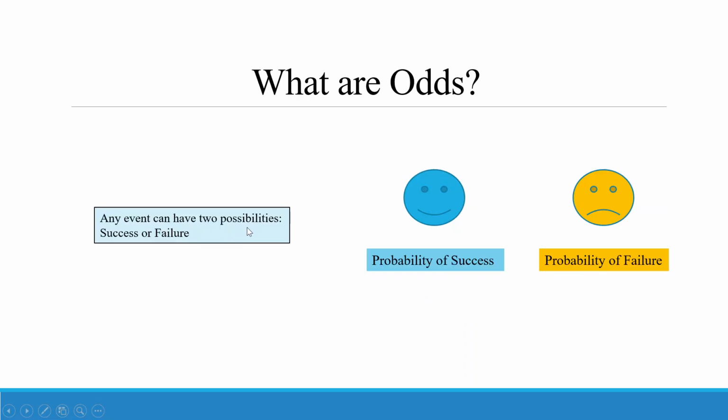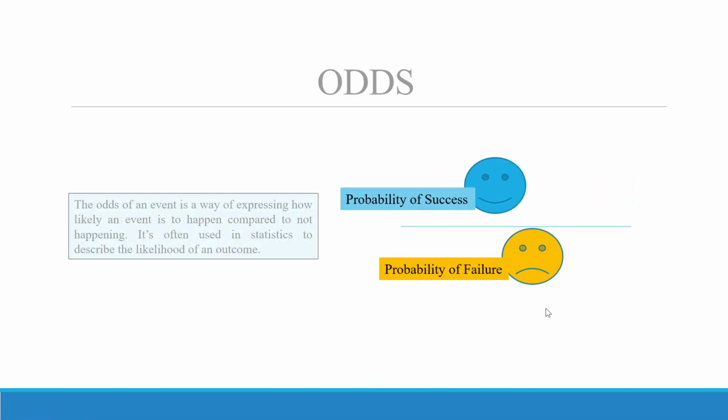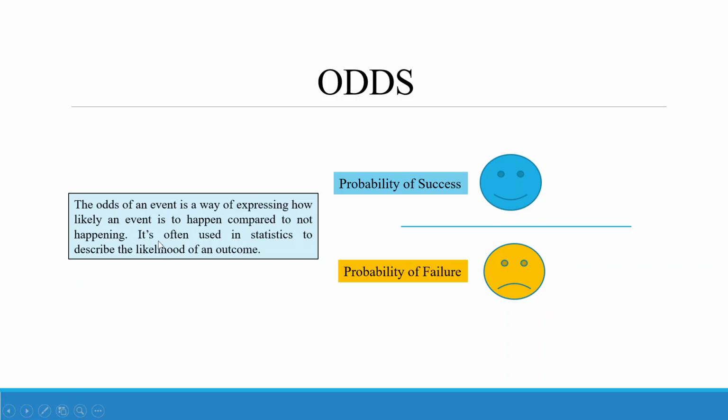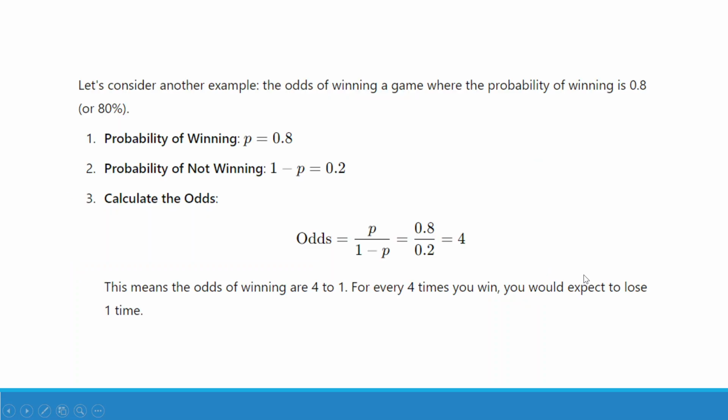An event can have two possibilities, success or failure. So the probability of success and the probability of failure. Now what are odds? The odds of an event is a way of expressing how likely an event is to happen compared to not happening. It's often used in statistics to describe the likelihood of an outcome. So the probability of success divided by probability of failure.